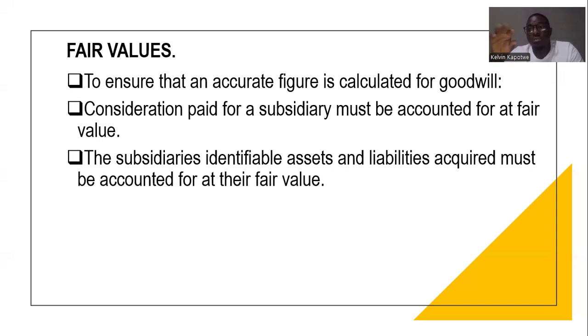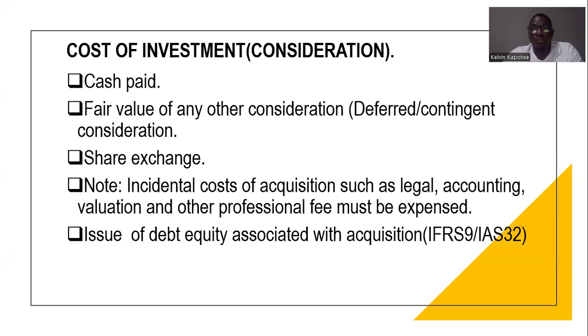Such things may be missed. So where they realize that these were not accounted for, we need to account for them. When there are fair value issues, you need to deal with that particular amount and incorporate it in the value of the asset. Then you need to deal with the depreciation or amortization that affects that particular transaction. That's why we say that to ensure an accurate figure is calculated for goodwill, the consideration paid for a subsidiary must be accounted for at fair value. The subsidiary's identifiable assets and liabilities acquired must also be accounted for at fair value. So you need to pay attention to those fair value adjustments.